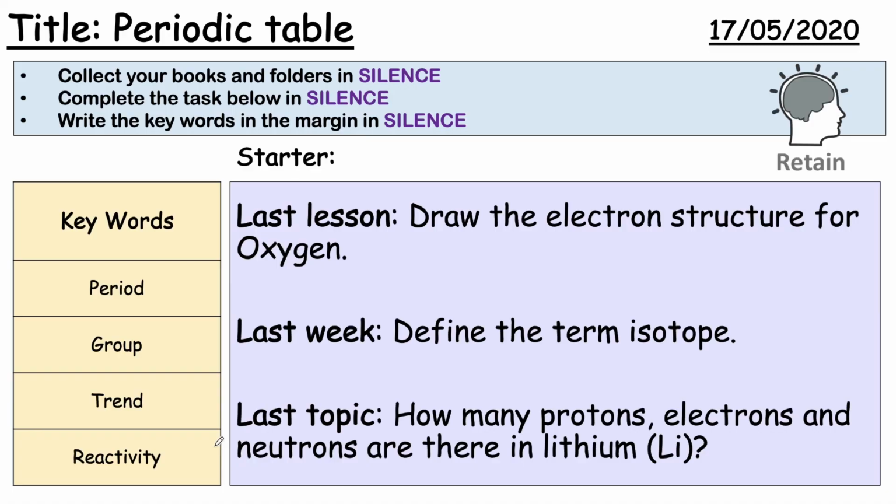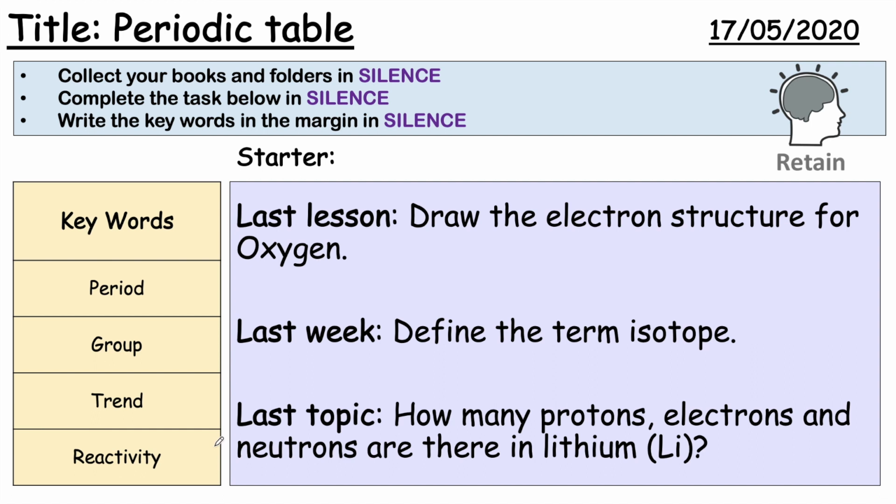Hi guys, today's lesson is an introduction to the periodic table. We're going to look at things like groups and periods and trends that you might find in a periodic table, as well as linking it to last lesson and looking at the structure of an atom and where it's located on the periodic table. Okay, so let's get into the starter questions.